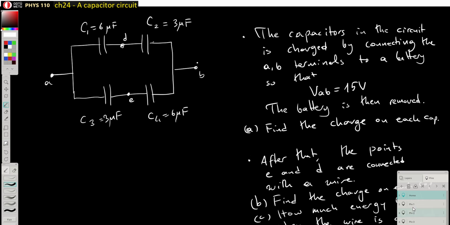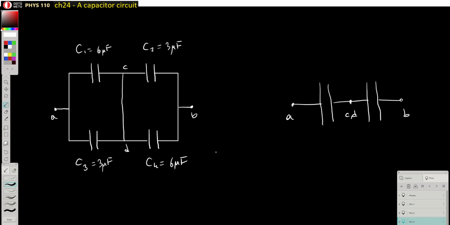Right? Let's remember this. So we have a situation like that. But in any case, first of all, let me say this. What do we know about the circuit? Do we know that the VAB is still 15 volts? The answer is no, because there's no guarantee that once you remove the batteries, these two points are still at the 15 volt potential difference.